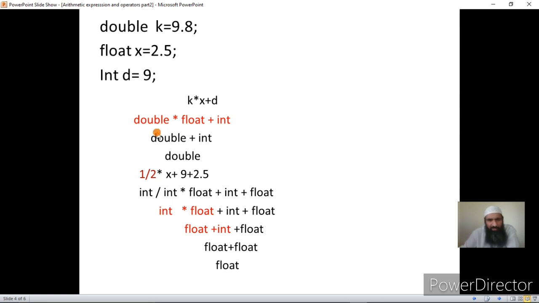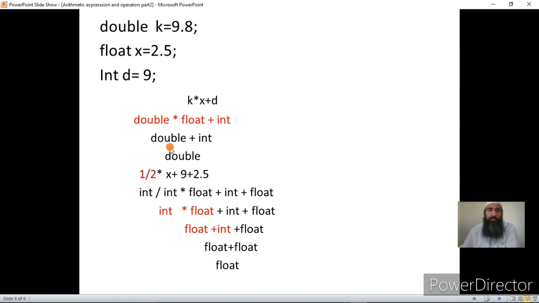Next, once we get the result in double, we have to add d to it, and d's data type is integer. Now double is the higher data type, because the operand is the result and its data type is double. So int will be converted into double, and double plus double means the result data type will be double. I hope it is clear.